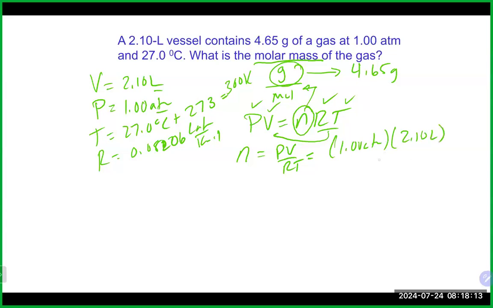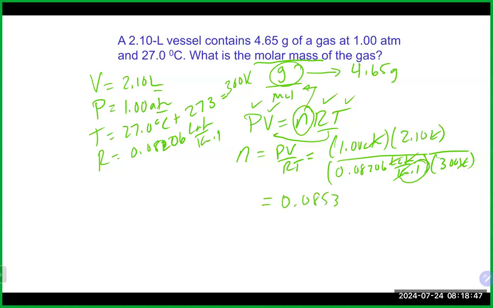And divided by 0.08206 liters atmosphere per Kelvin mole, and we have 300 Kelvin there. All right, so atmospheres cancel, liters cancel, Kelvin cancels. We got moles on the bottom, but when we divide, it'll come to the top, and we will end up with basically 2.1 divided by 0.08206 divided by 300, going to give us here 0.0853 moles, which again is the bottom part.